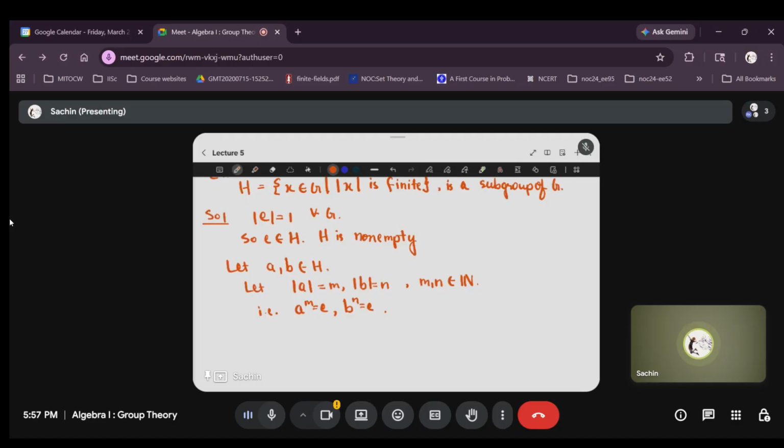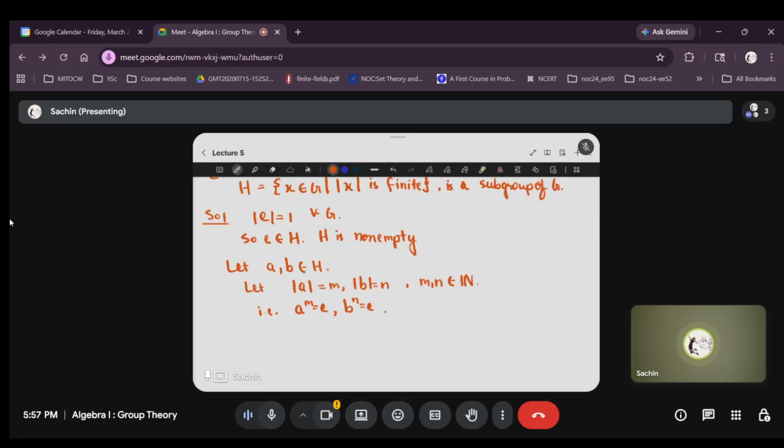So you have to give one number K, such that A power K is E and B power K is also E. Some number that makes both A power K and B power K go to E. What would be that number? You have to give one number.